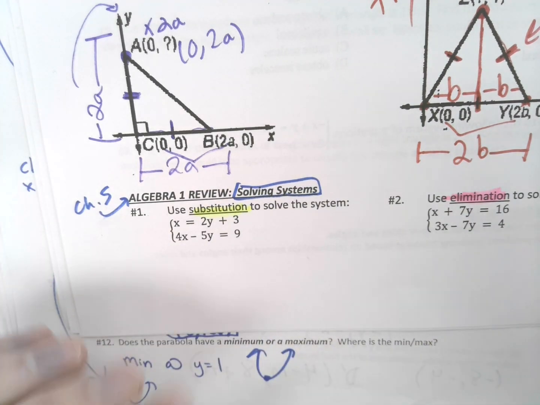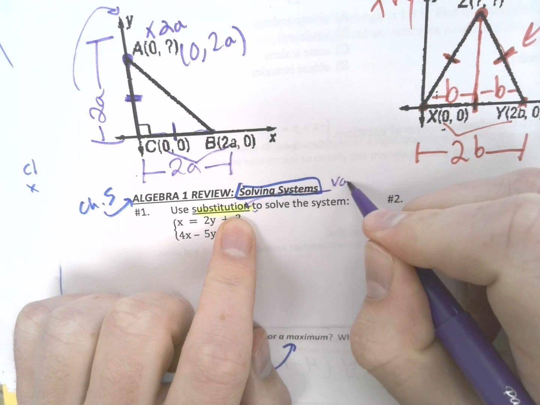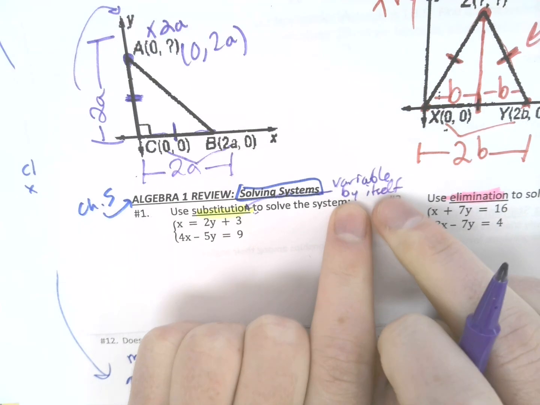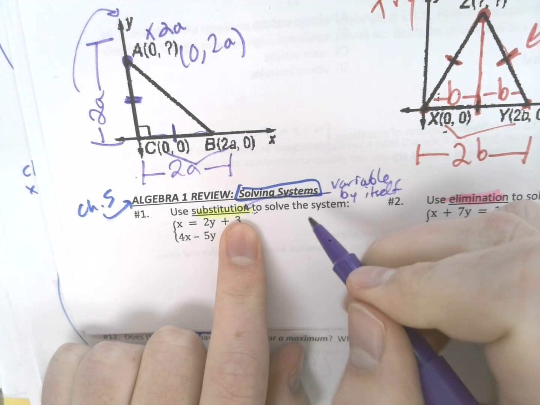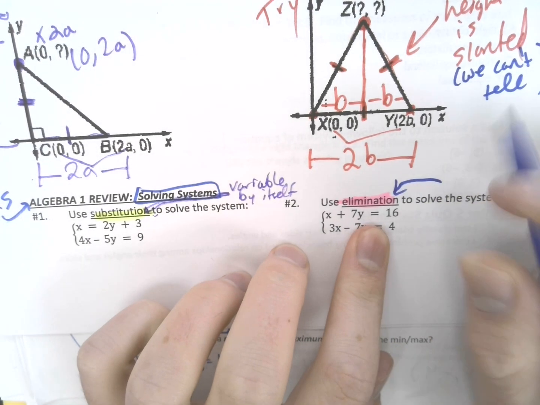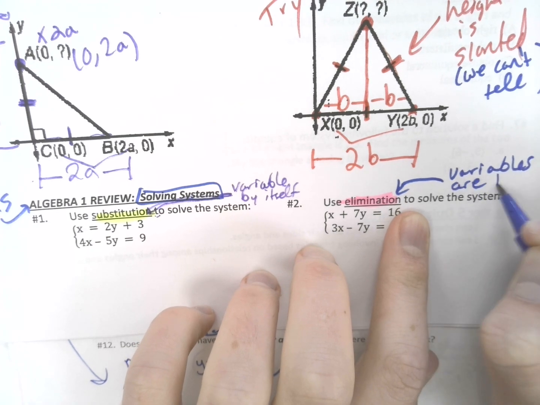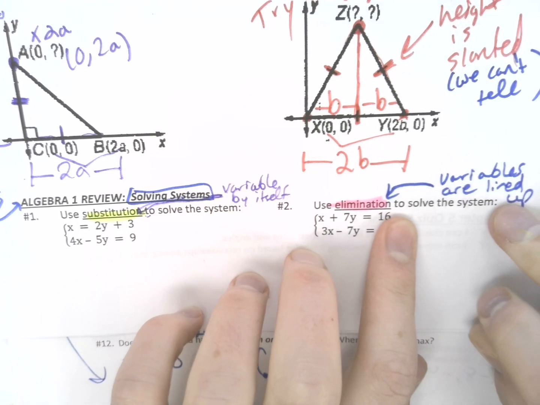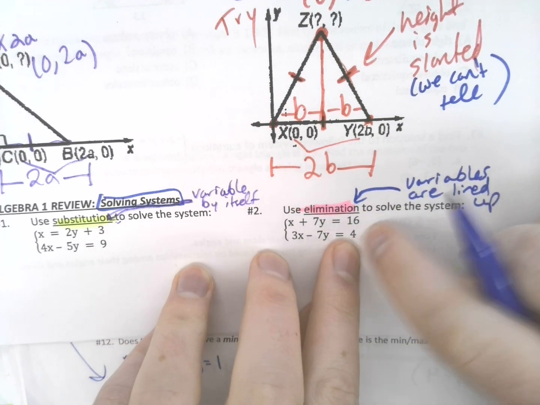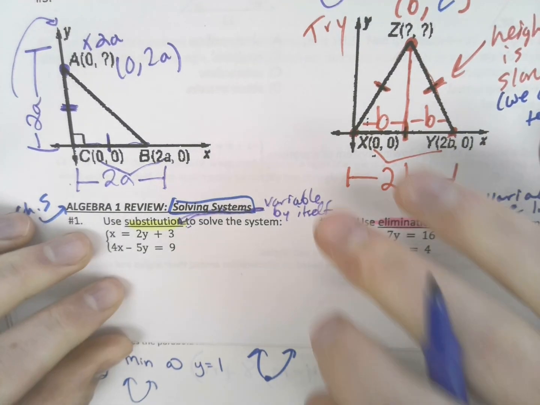And here's how you know. We use substitution when we have a variable by itself. So when you have a variable by itself, substitution is a great method. We use elimination when the variables are lined up. So when the variables are lined up, check it out, x over x, y over y, number over number. When that happens, elimination is a great option. So a little throwback action here.